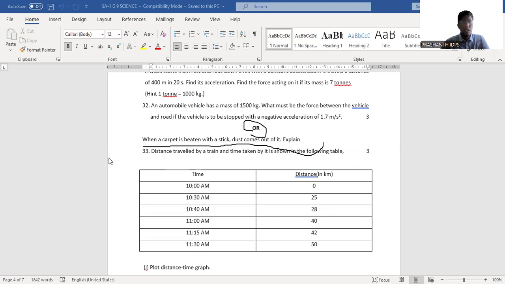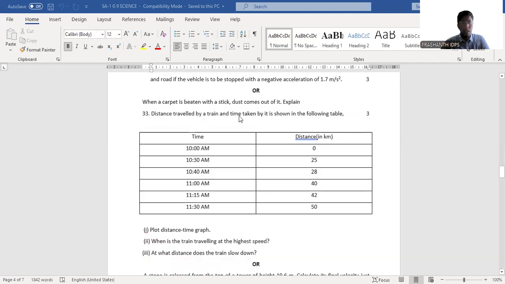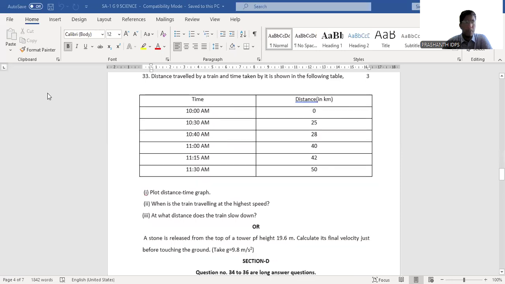Next, 31. 31 is a very important question. Distance traveled by a train and time taken by it are shown in the following table. I have given a table here. So the train is starting at 10 a.m. At 10 a.m. the distance traveled is 0. Then at 10:30 it has traveled 25, at 10:40 28 kilometers, at 11 o'clock 40 kilometers, at 11:15 a.m. 42, at 11:30 50, like this. So distance traveled at different times. So what is he asking? He's asking to plot a distance time graph. Very easy, right? So distance time graph.